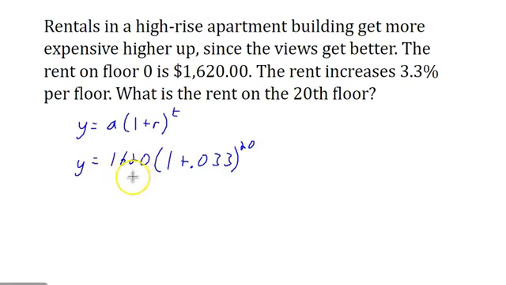So we can plug this straight into our scientific calculator, and it will tell us the rent on the 20th floor. So 1,620 times (1 plus 0.033) in parentheses, raised to the 20th power. And when we do that, we get $3,101.